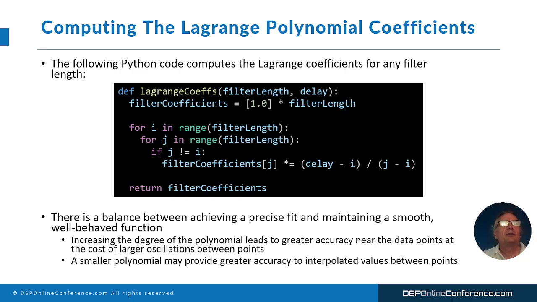Should you wish to compute the coefficients, here is a very simple piece of Python code that allows you to compute those coefficients for any filter length and any delay. And as I hinted earlier, there's obviously a balance between achieving a good fit and maintaining a smooth, well-behaved function, and increasing the degree of the polynomial, i.e. the filter length and the number of MIPS that it's going to take. So there's always a trade-off in all of our DSP applications.